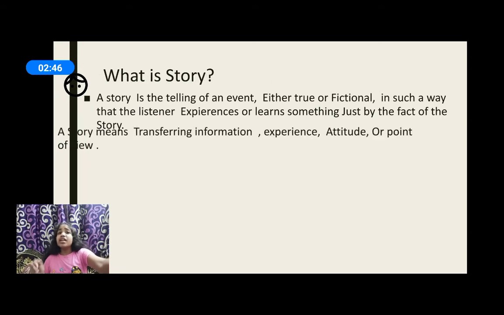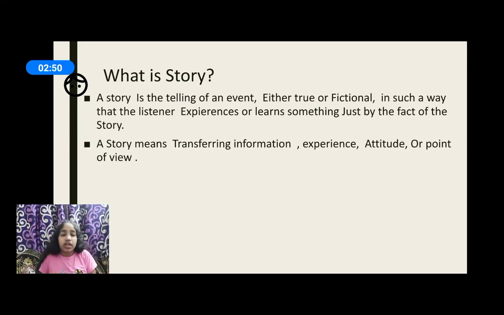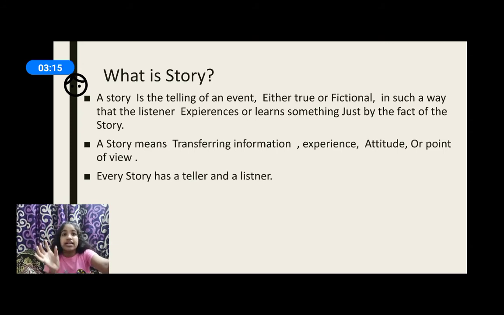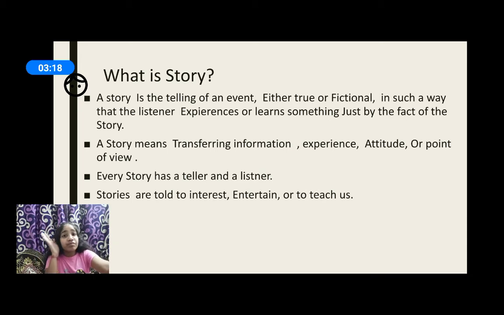Now let's see more. A story means transferring information, an experience, an attitude, or a point of view. Clear, everyone? Every story has a teller and a listener, and you should write the dialogues of the teller and listener. These are the most important things in a story, and stories are told to interest us, to entertain us, or to teach us something. We used to listen to stories and write stories, and this is very important in grammar, isn't it?